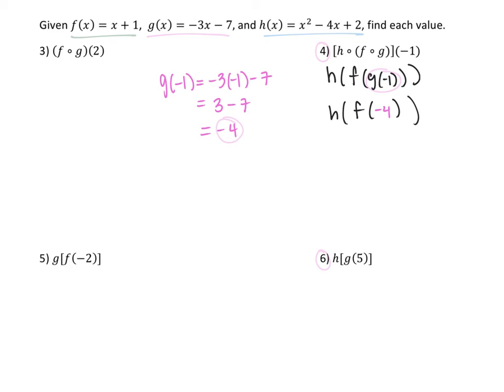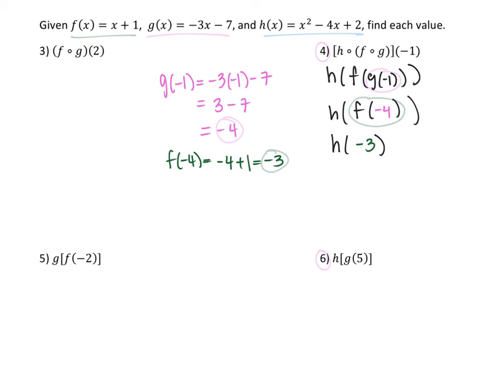Now I have to figure out what is f of -4. So I'm going to do that here on the side. If I plug -4 into this function, that's -4 plus 1. So -4 plus 1 gives me -3. And so now I get to replace this f of -4 with a -3. So I'm going to bring down the h, but now I'm plugging in a -3 in here. So now the question is, what is h of -3? All that is plugging -3 into the h function. So I'm going to plug -3 into that x and that x.